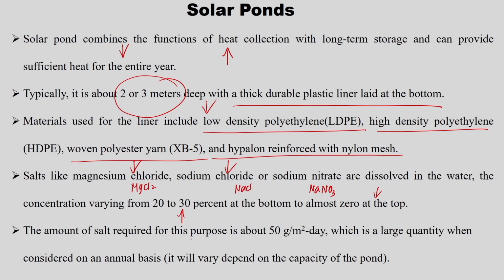The amount of salt required for this purpose is about 50 grams per meter squared per day, which is a large quantity when considered on an annual basis. It will vary depending on the capacity of the pond, and also since we are using salt, the salt concentration of the water at the bottom of the solar pond is high.